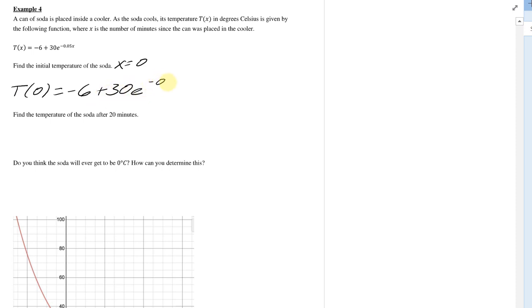Normally we need a calculator to help us with the e calculations, but in this case, negative 0.05 times 0, that's just going to give me 0, right? So this ultimately becomes negative 6 plus 30 e to the 0. Anything to the 0 power we've already talked about is 1, so this becomes 30 times 1. If you continue to work this out, you'll get that this equals 24, and this would be degrees Celsius. Okay, so that's the first question.